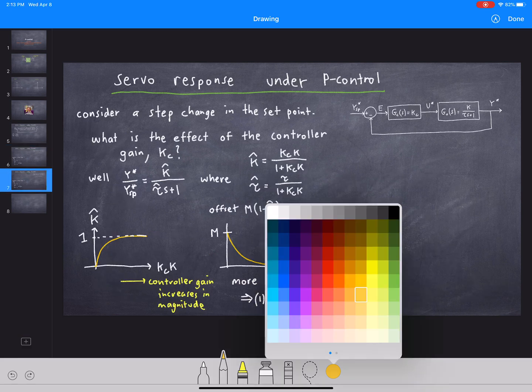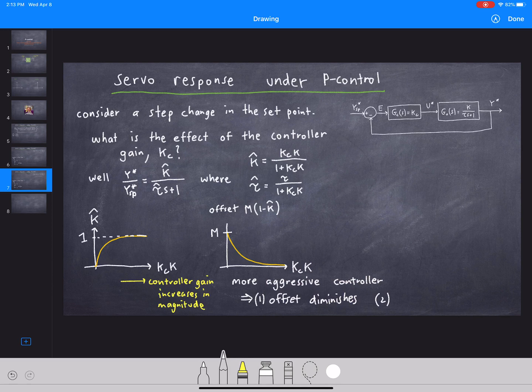All right, now let's also look at what tau does. What also happens is, if we look up here, if Kc K increases, then this tau hat becomes smaller. Tau hat decreases, which implies a faster response. It intuitively makes sense, right? If you have a more aggressive controller, you have a faster response because you take more drastic control action once you see a given error.